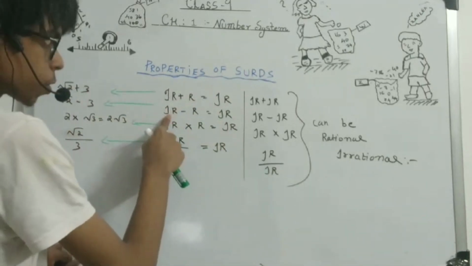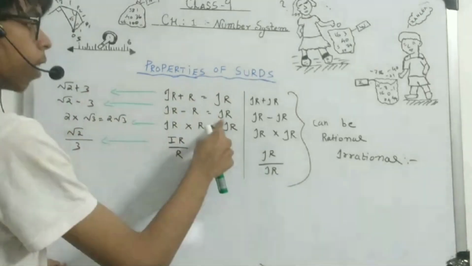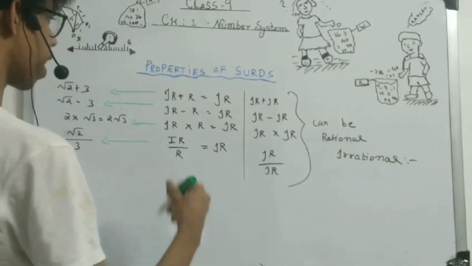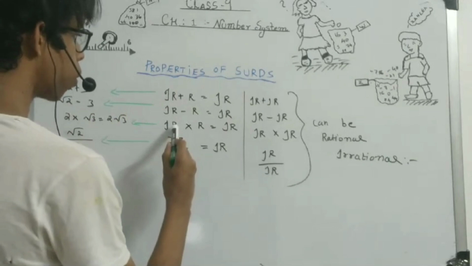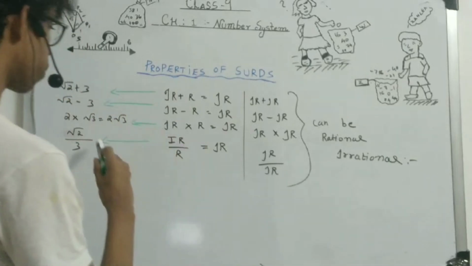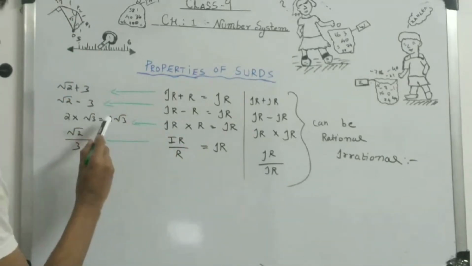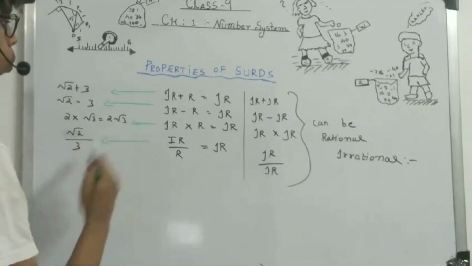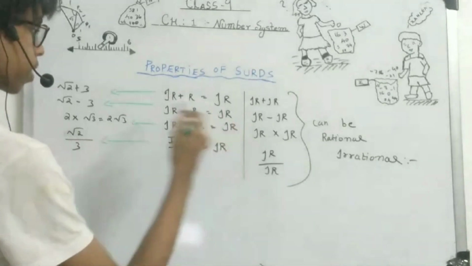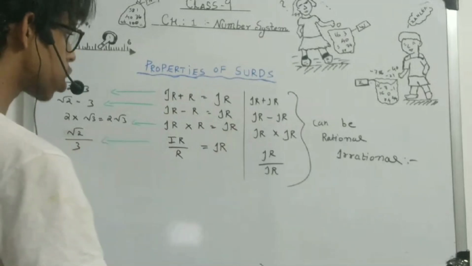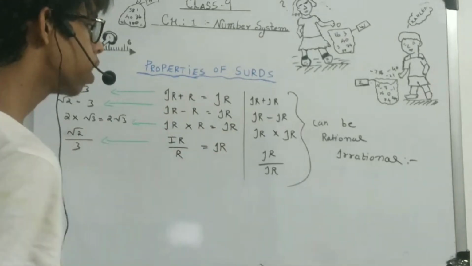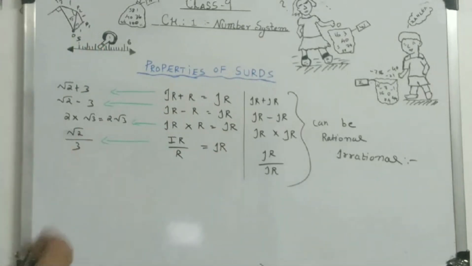Similarly, if you are doing an irrational number minus a rational number, you will get an irrational number itself. Like root 2 minus 3. Here also, if you are doing a rational number into an irrational number, for example, 2 into root 3, we will get 2 root 3 as the answer. That also is an irrational number. If you are doing an irrational number by a rational number also, we will get our answer as an irrational number. That is root 2 by 3. This is also an irrational number.